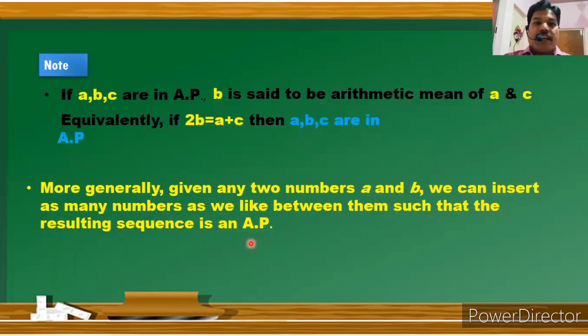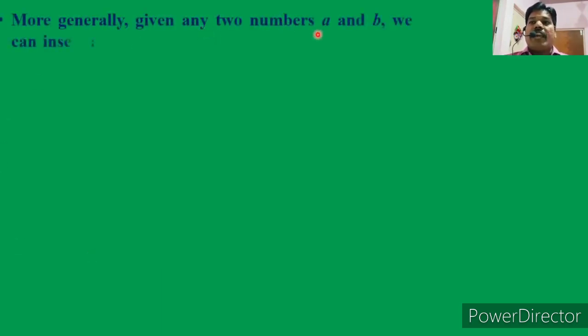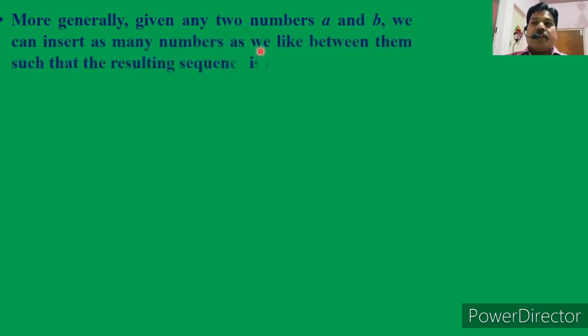So we can see what is the proof of this one and how to get each number for the arithmetic means. So see this one here. In the next one, I am going to insert n arithmetic means between a and b. Then we can calculate those n terms, the arithmetic means. So more generally, given the two numbers a and b, we can insert as many numbers as we like between them such that the resulting sequence is an AP.